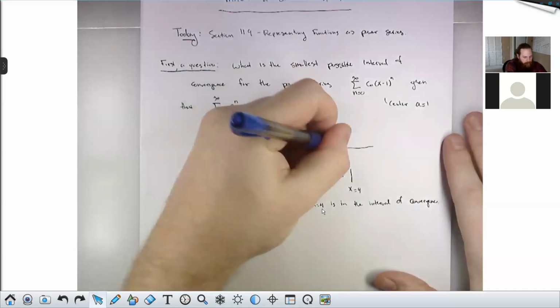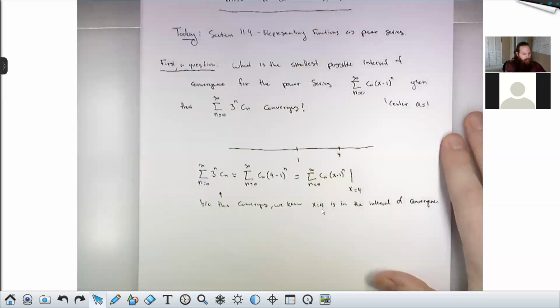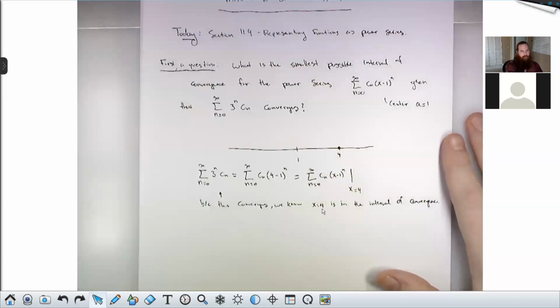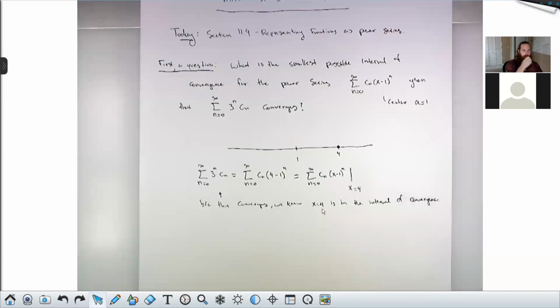Okay, well, if this is 1, then 4 is somewhere over here. And I know that this guy is in my IOC. It would actually be exactly the same, right? c_n times 3^n is the same as 3^n times c_n. So if you plug x equals 4 in this, you get this exactly. And that's this statement here. So plugging 4 into this series gives me a series that I know converges, which means 4 has to be in the interval of convergence for my series.